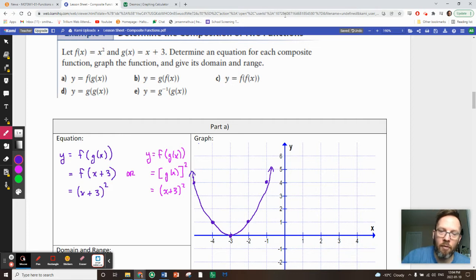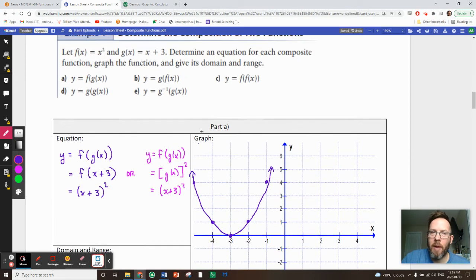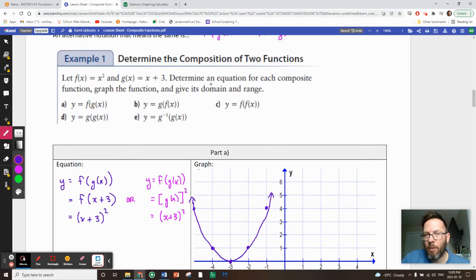All right, and a brief talk about the domain and range. That's pretty easy to see from the graph. The domain: x can be any real number. The range of this composite function: y is any real number such that y is greater than or equal to 0. But notice the domain and range of the original functions. For g of x, the domain is any real number, and the range of g is also any real number. But when we look at the composite function f of g of x, the domain and range don't necessarily stay the same.